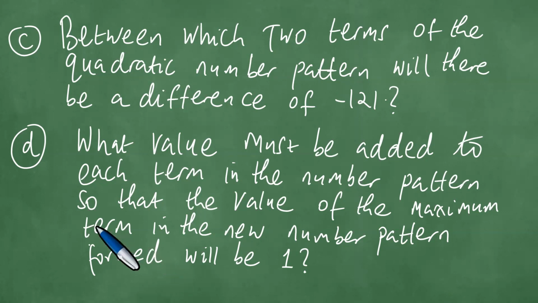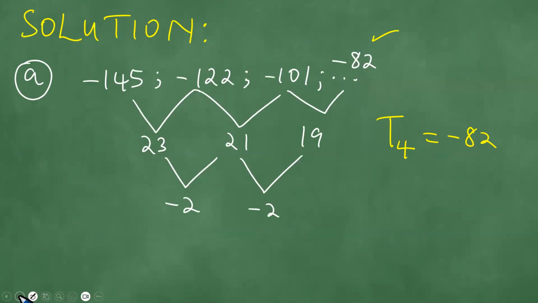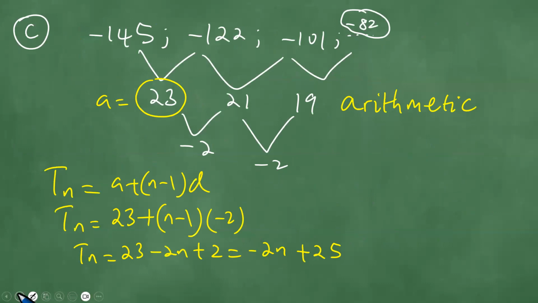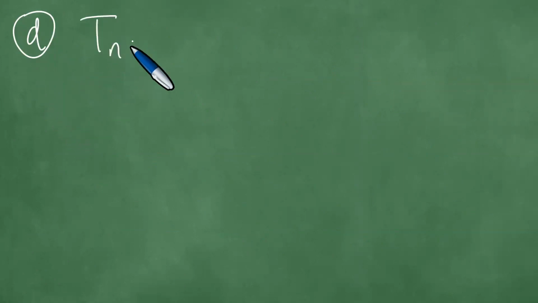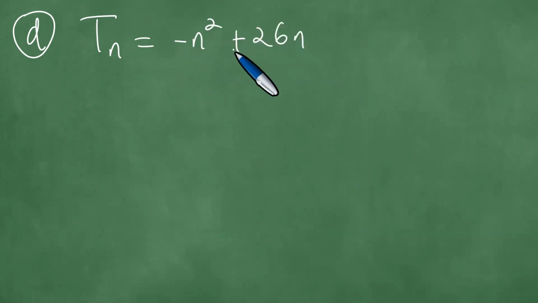Okay, right. So let's solve part D. Let's look at part D. But in looking at part D, we know that Tn is equal to what? It's equal to -n squared plus 26n minus 170.